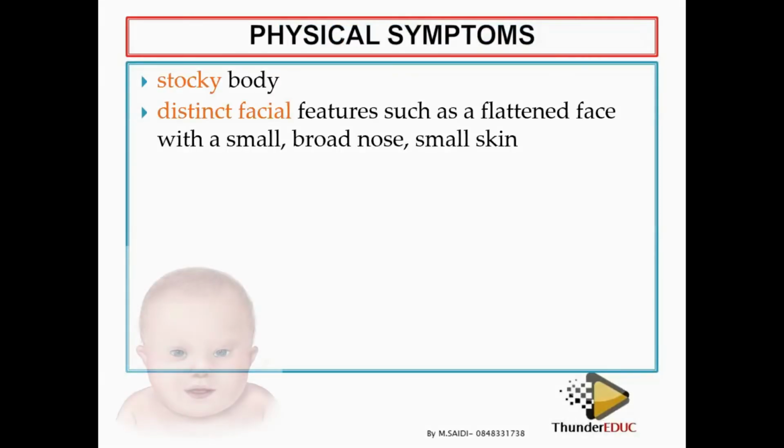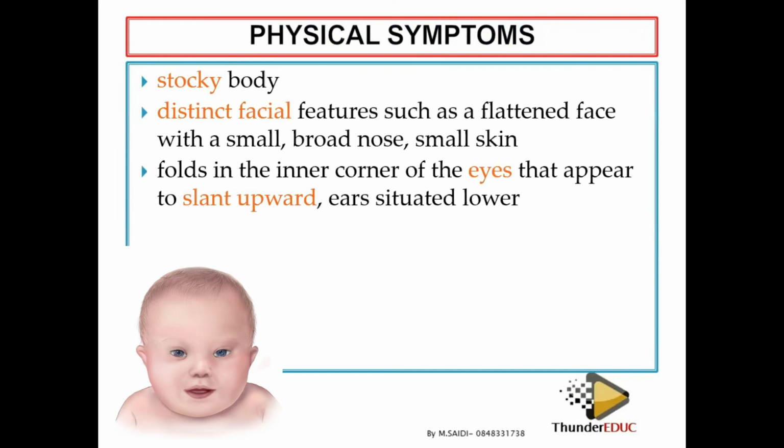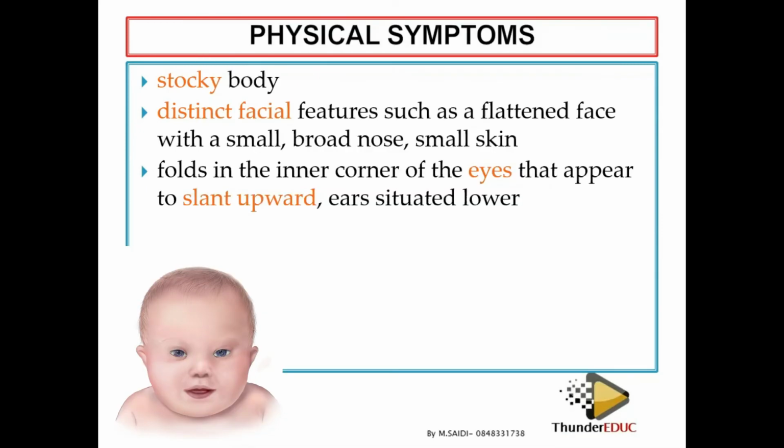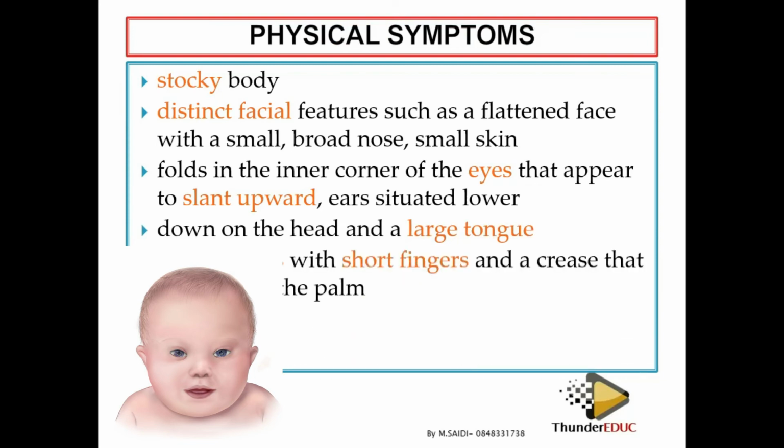So what are some of the characteristics of people having Down syndrome? The body is stocky. A flattened face with a small and broad nose, small skin. Let's look at a picture here for Down syndrome. The folds in the inner corner of the eyes appear to slant upwards, and then a large tongue. These kids have a large tongue. Actually, the tongue is always protruding out, with small eyes. Actually, the eyes are tilted.